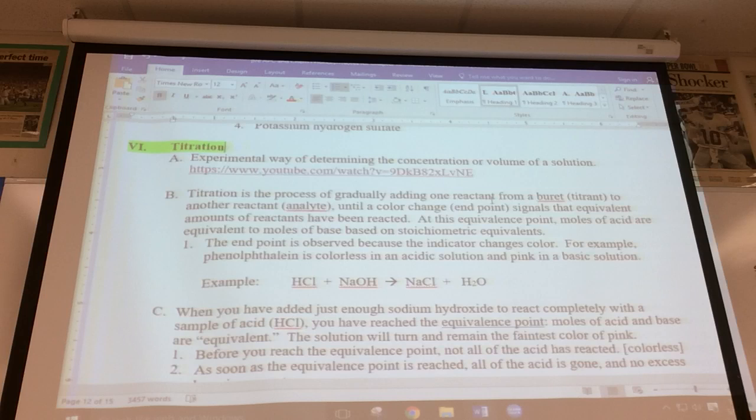We also talked about naming acids and bases and neutralization reactions last time. The neutralization reactions are going to come back right here. Today we're going to talk about titration, and with titration you can determine the concentration of a substance, in this case an acid or a base, or in some cases you can calculate the volume of an acid or base.